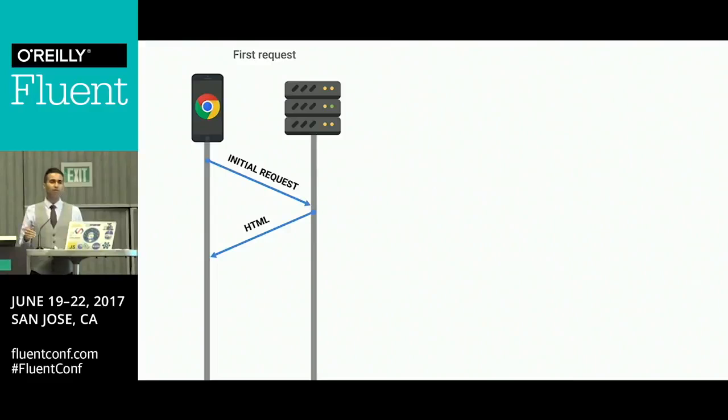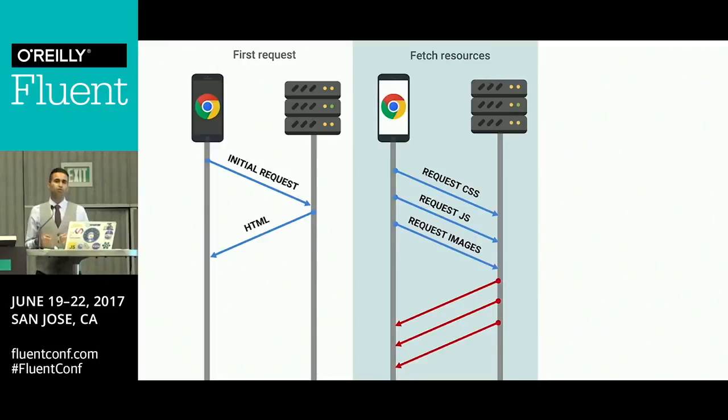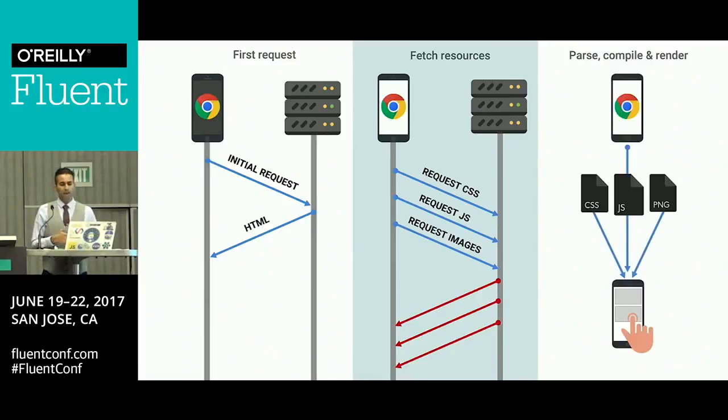So this is a very high-level view of how the network stack in Chrome works. So let's say that your user types in a URL on their phone. We fire off an initial request to the server. Server returns some HTML. We then have to parse the HTML. We get requests for CSS, JavaScript, images, any other static resources. And then everything that comes down the pipeline still needs to be parsed, compiled, and rendered before we can actually give them a useful experience.